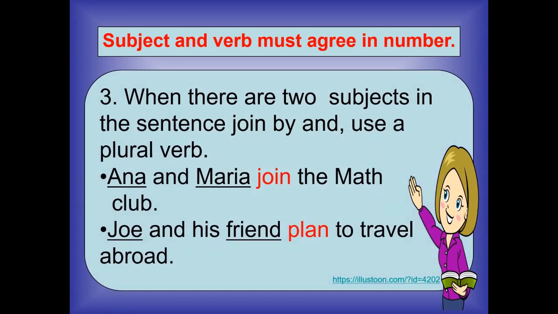Number 3. When there are two subjects in the sentence joined by and, use a plural verb. Here are the examples. Anna and Maria joined the math club. Joe and his friend plan to travel abroad. In these sentences, there are two subjects, so the verb must be plural.